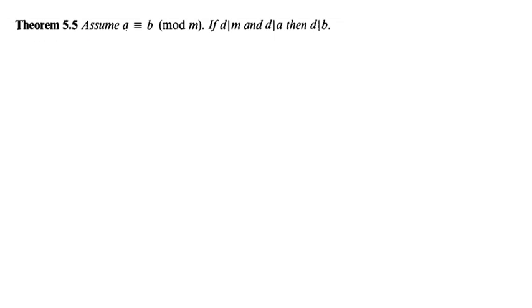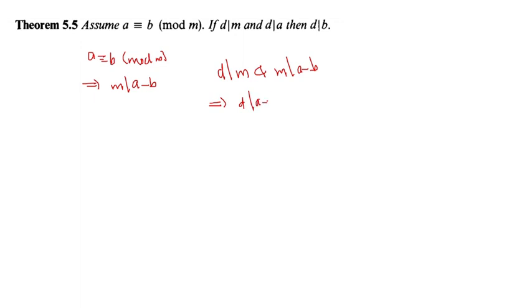Our next theorem: assume A is congruent to B mod M. If D divides M and D divides A, then D divides B. Given that A is congruent to B mod M, that means M divides A minus B. Since D divides M and M divides A minus B, we can say that D divides A minus B. That means A minus B is congruent to 0 mod D, or A is congruent to B mod D.